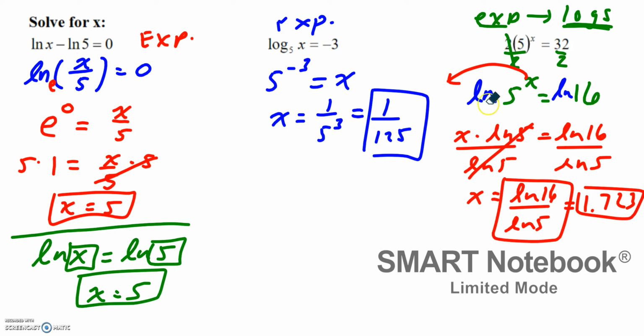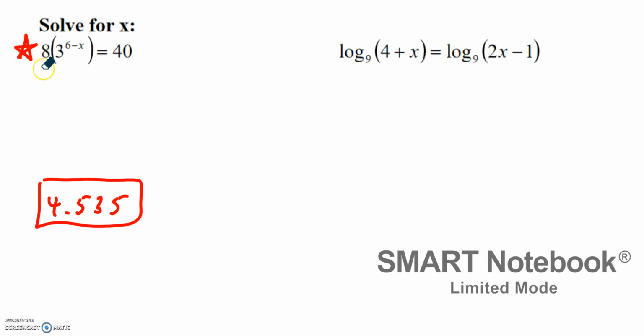And some of you might be wondering, why did you use ln when we had no base e? The beautiful thing about ln and just plain log is you can use them on both sides no matter what the base is. This start example we'll be using as a warm-up the next day. If you'd like to try it on your own, the answer should be 4.535.